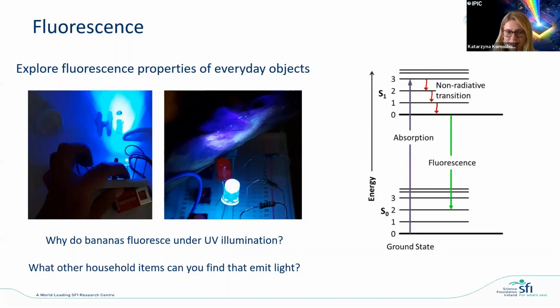We will start with bananas, for example, and you might want to try to figure out why bananas might fluoresce under UV illumination. We will also look at laundry detergent or tonic water and any other household items that you can find that emit light. And also, for example, how sunscreen actually works. All of these experiments will be described in a bit more detail in the manuals that you're going to get, that Marcelo mentioned before. But this is also up to you. You can explore, I think, many more different things using the LED circuit board.